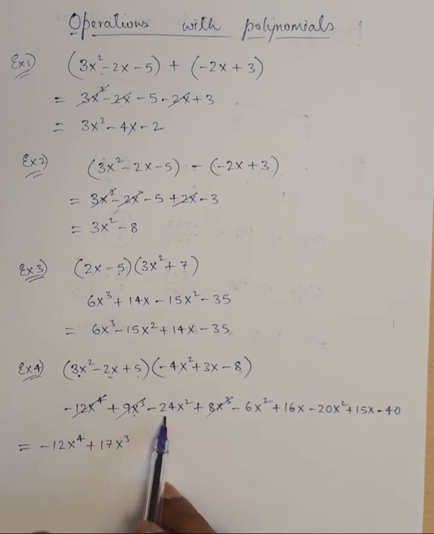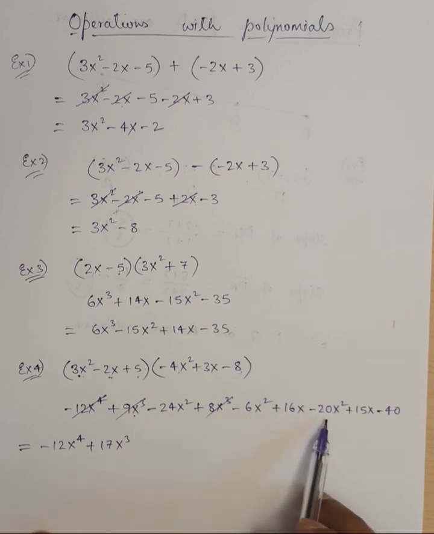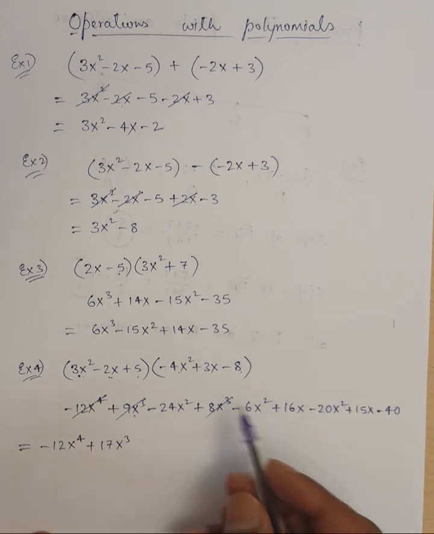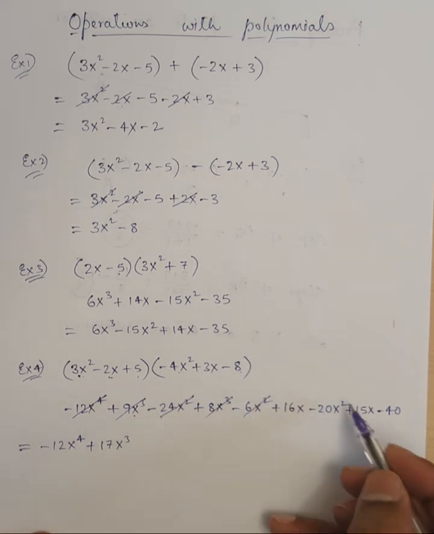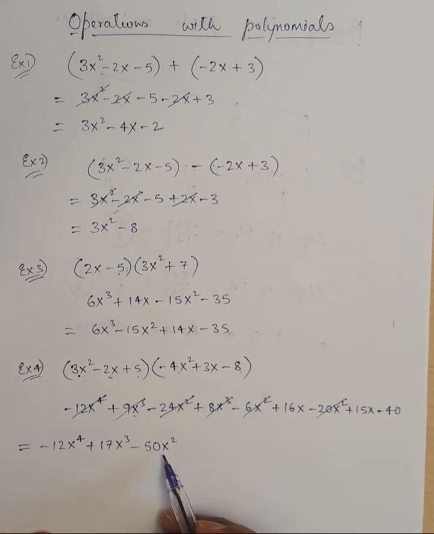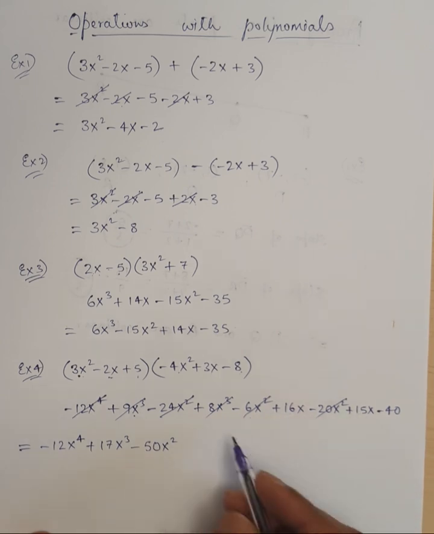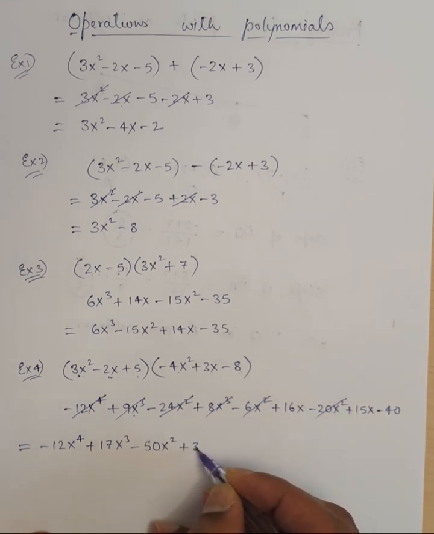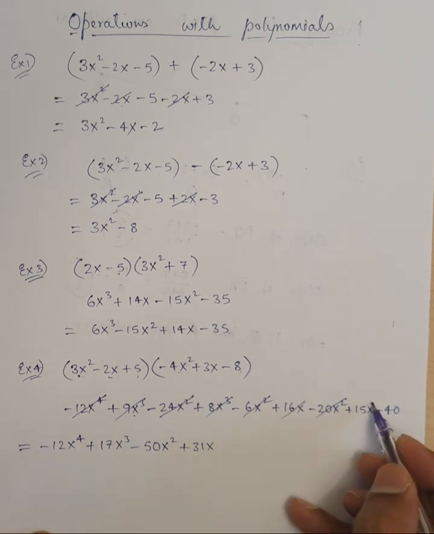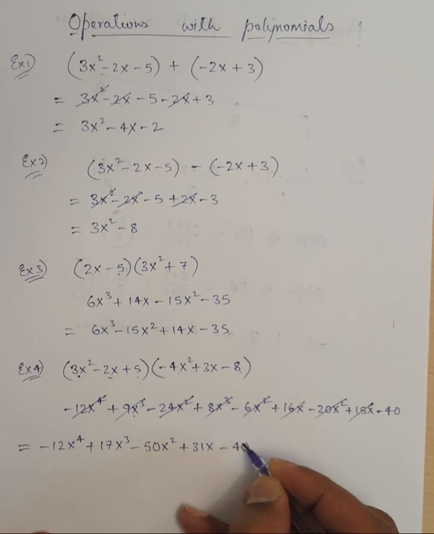And now we look for x squared terms. This is negative 24 minus 6. So far it's negative 30. And then I have another negative 20. So that's negative 50x squared. Now we look for terms that have just x in them, first power. It's 16 and 15. So that's 31x. And now we'll look for the constant terms, and that's the only place where we have a constant.